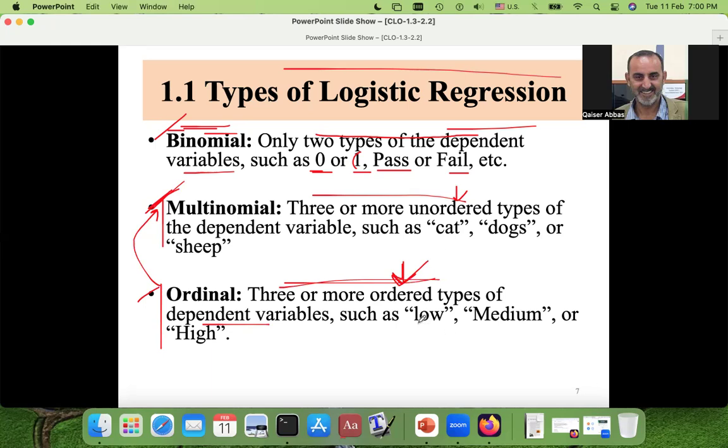So if you have something like low, medium, high, this is called ordered, which have a linked relationship with each other. Then you can also use logistic regression here, but this type would be called ordinal. Moving next.